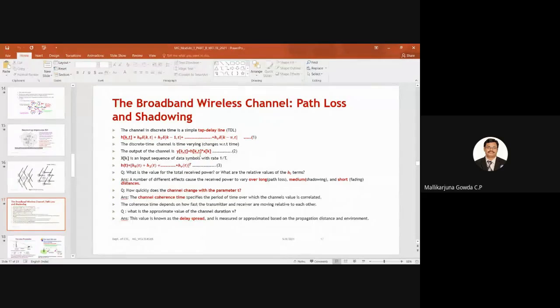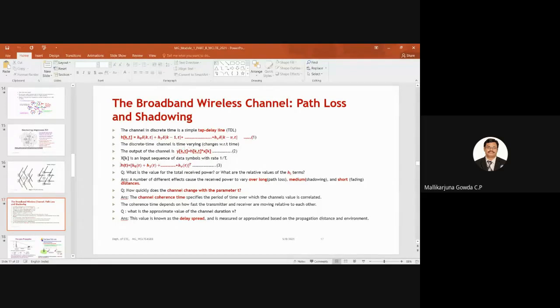Even if we consider a simple system, if x of t is the input to an LTI system having an impulse response h of t, we write the output of the system as y of t equals x of t convolved with h of t. In the same way I have written here: y of k comma t is equal to h of k comma t convolved with x of k, where x of k is the input sequence, h of k comma t is the impulse response of the time varying channel, and y of k comma t is the output of that channel.